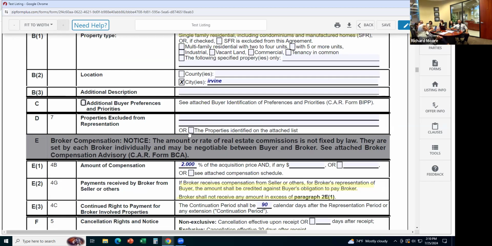Or if there's a list that her old agent provided to her of the properties that were shown to her or him, then they would provide that list to you. The buyer would give that list to you and you would just check this box and then include that list. In this case, my buyer didn't have a prior agent. They just came straight to me.